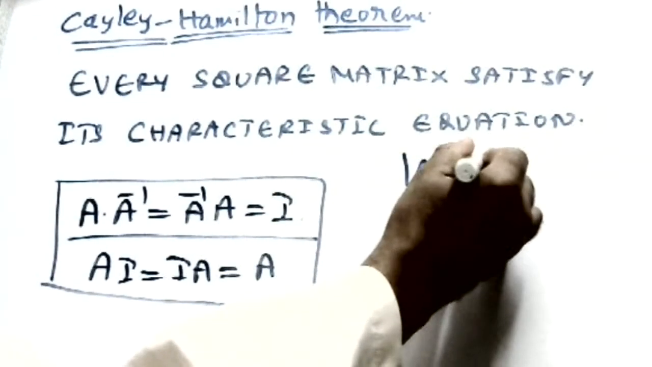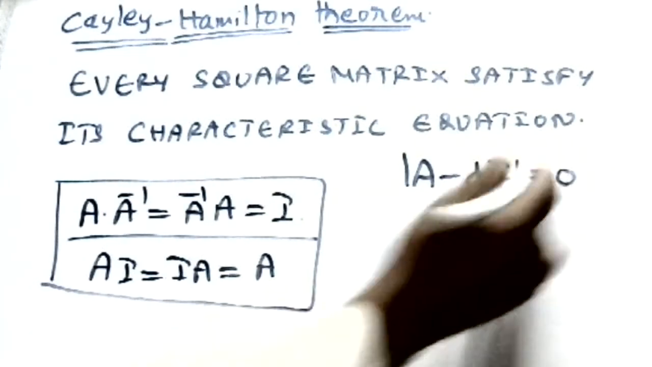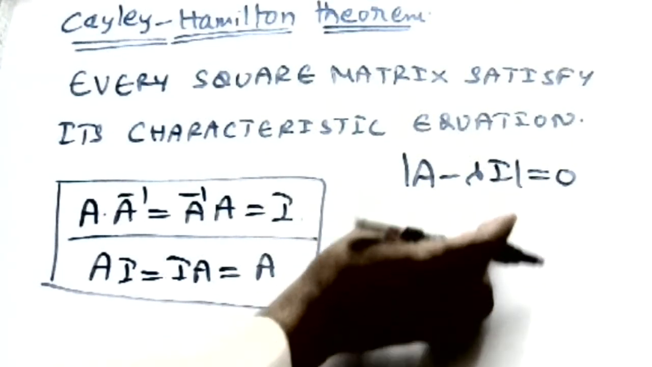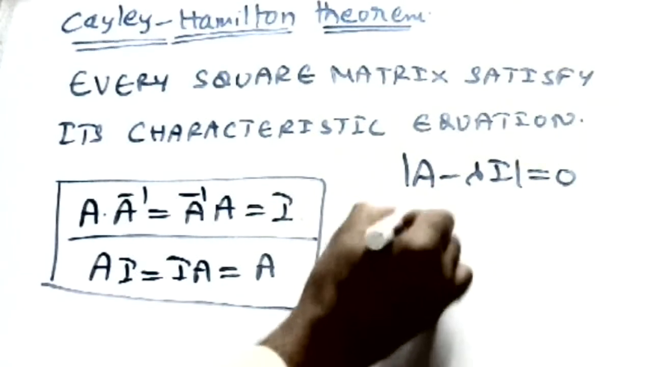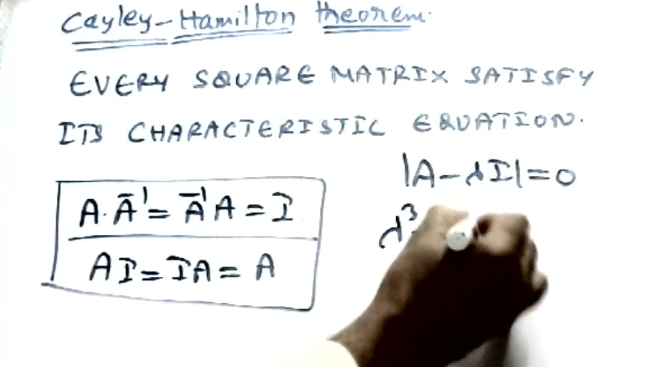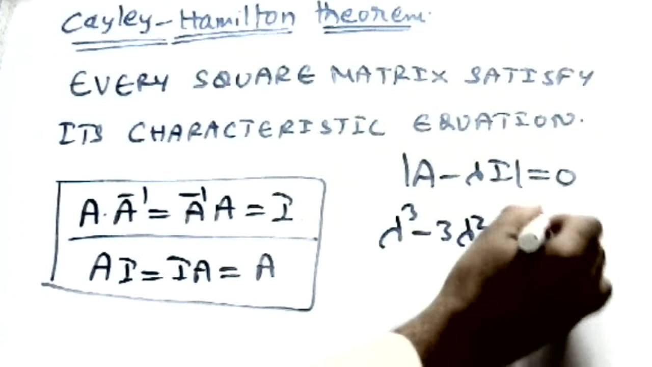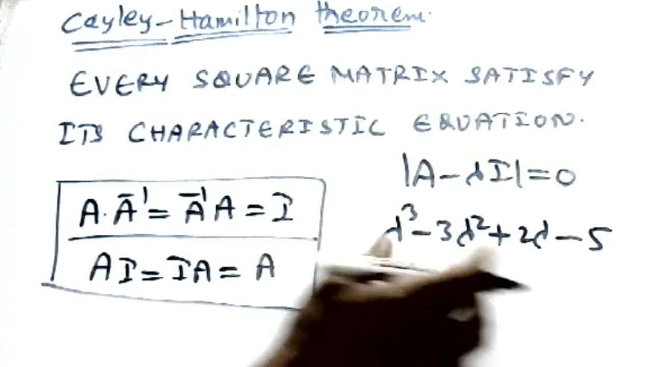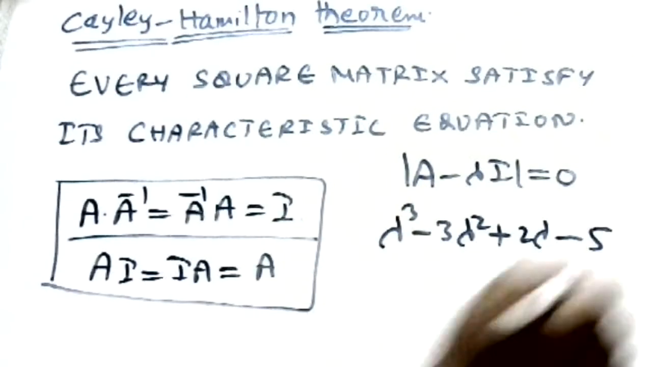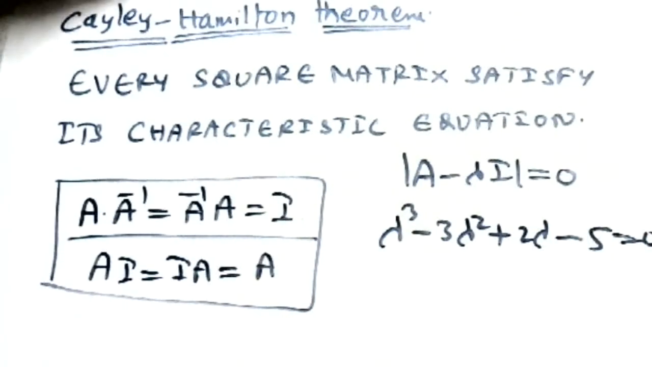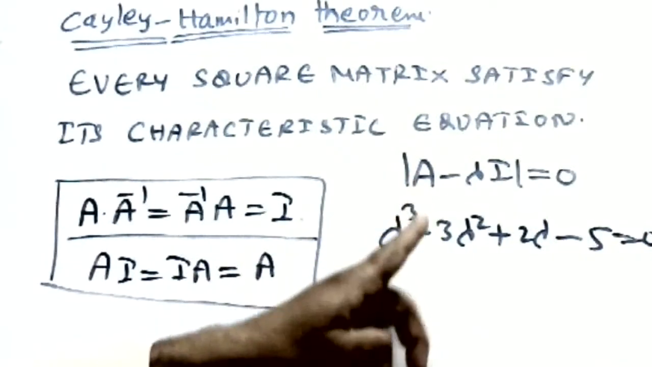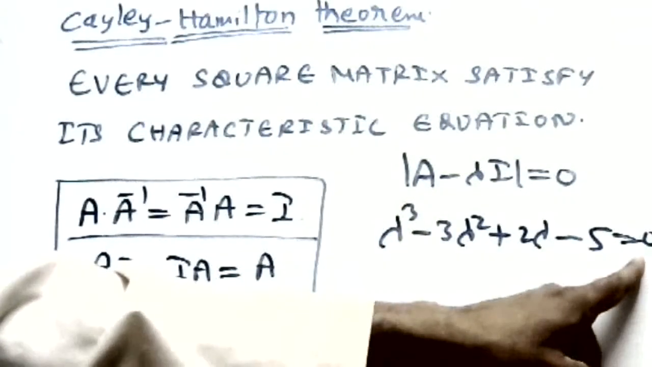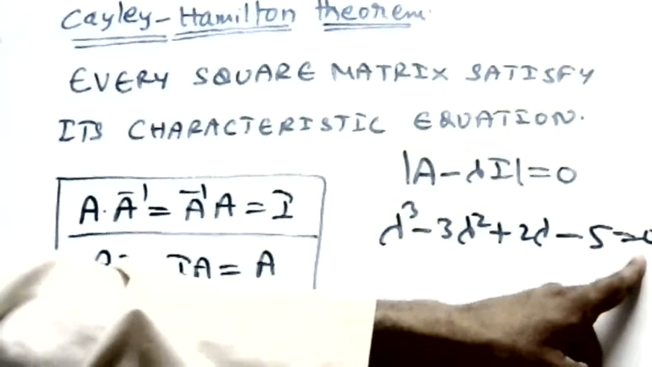What is the characteristic equation? This is mod of A minus lambda I equals 0. This is the characteristic equation. Suppose we solve this, and we get a cubic equation: lambda cube minus 3 lambda square plus 2 lambda minus 5. Now, what is the meaning of Cayley-Hamilton theorem? It means if we keep the value of A in place of lambda, we must get 0.